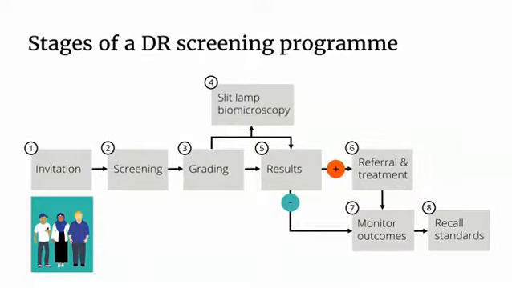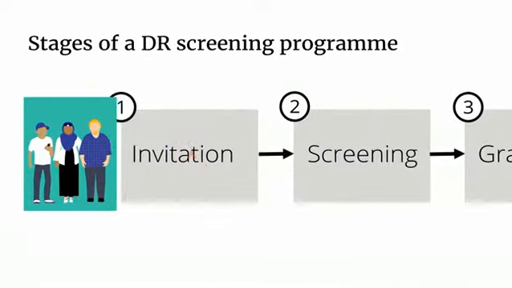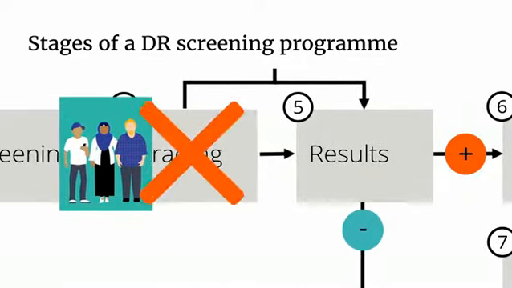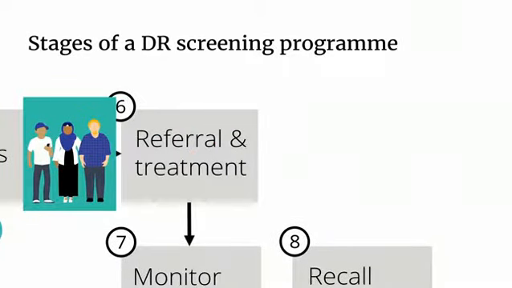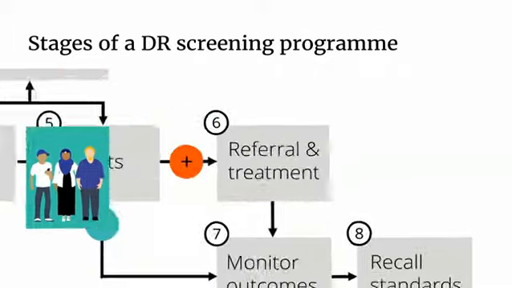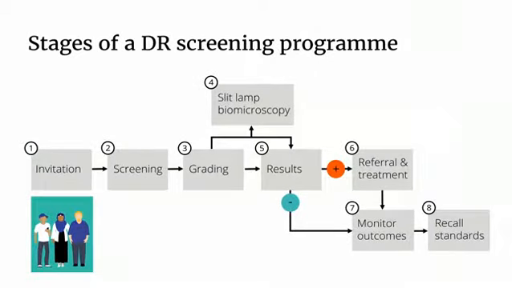Blocks in the pipeline, such as appointment delays, excessive grader workload, or long waiting lists for treatment, can result in adverse outcomes. Let's consider ways to maximise the flow of people with diabetes through this pipeline and minimise the blocks at each stage. Each programme does this before screening is established and during implementation.